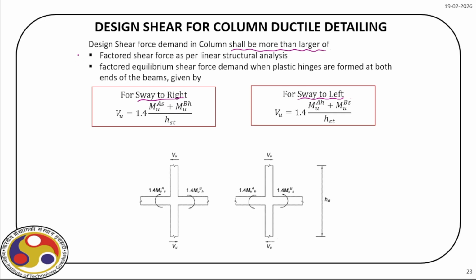What is that? First one is again the linear analysis that we have already done. Then the factored equilibrium shear force demand when plastic hinges are formed at both ends of the beam, given by this. So from there we have seen for the beam how to calculate the design shear force, and here also we repeat the same procedure, ensuring that we have a strong column and weak beam.